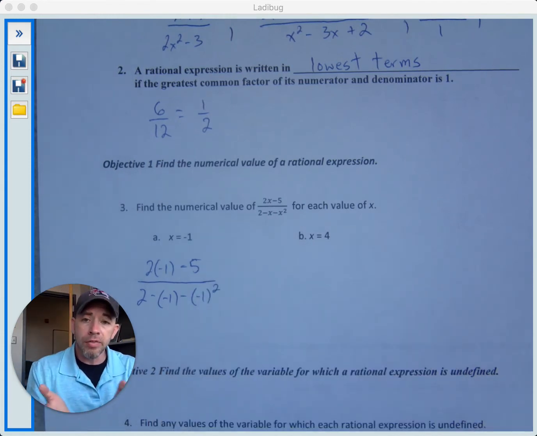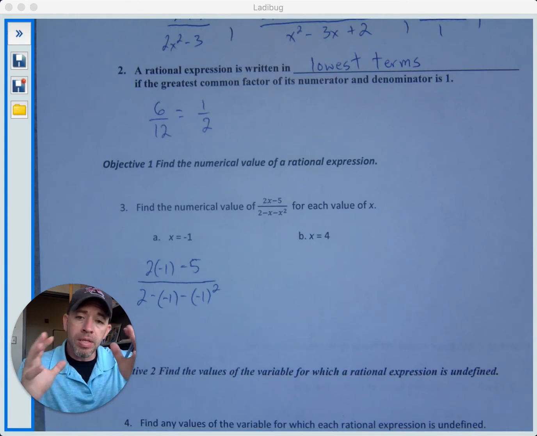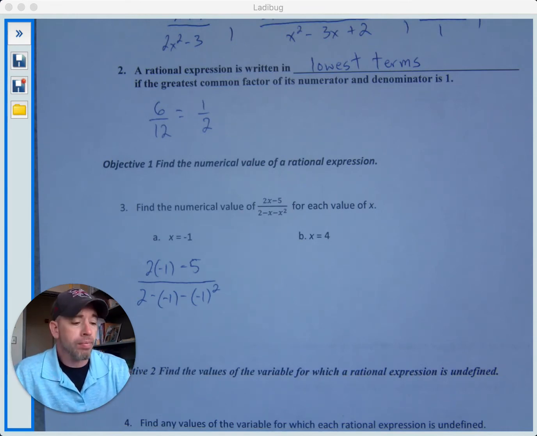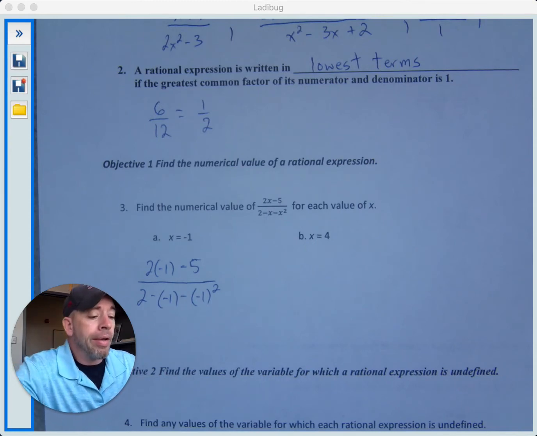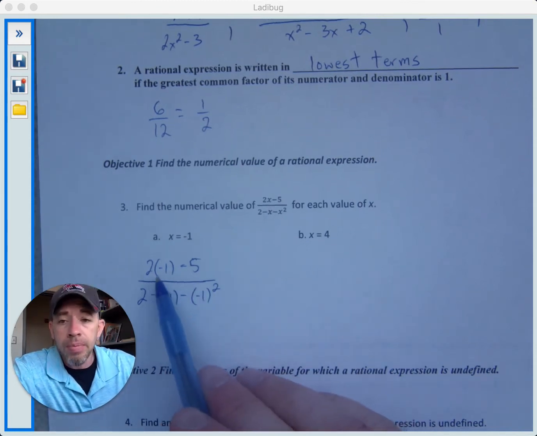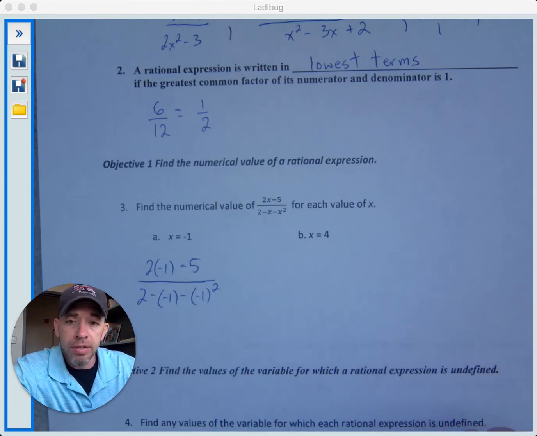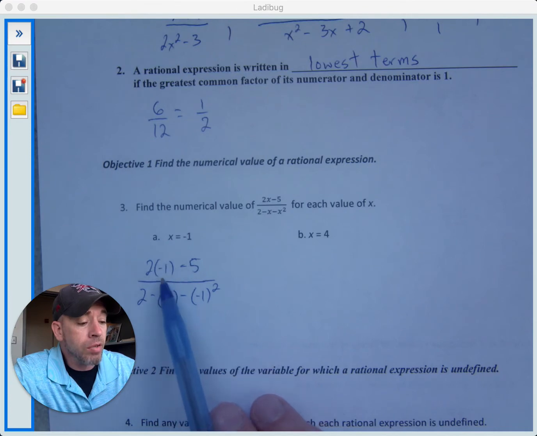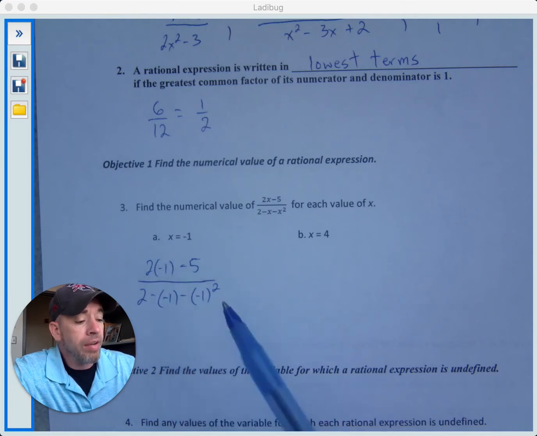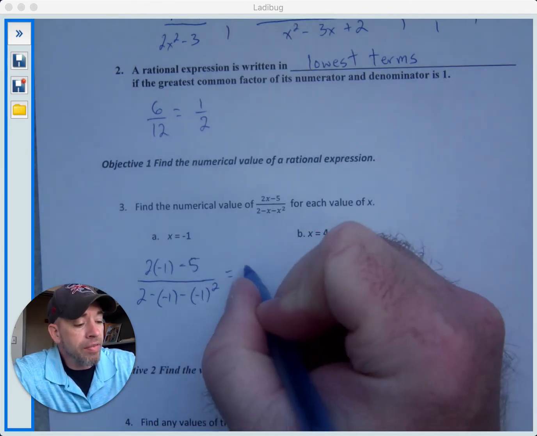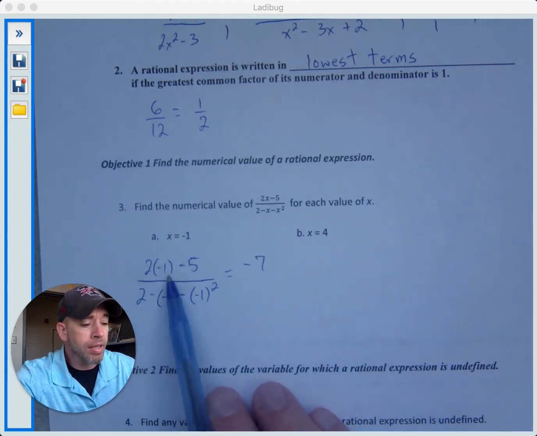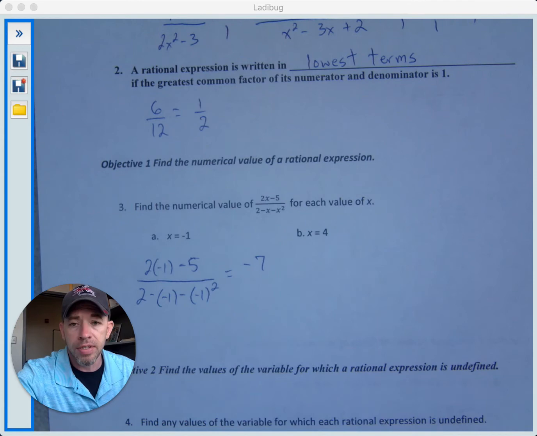Alright, so I plug -1 everywhere. Notice I put the -1 in parentheses, that way I don't have any issues. If you don't, with negatives, sometimes you have some problems. So anyway, let's simplify the top and bottom separately, and then we'll try to see if anything can be reduced. 2 times -1 is -2. Minus 5 would give us -7, right? And you could plug that into a calculator if you weren't sure. 2 times -1 minus 5 should be -7.